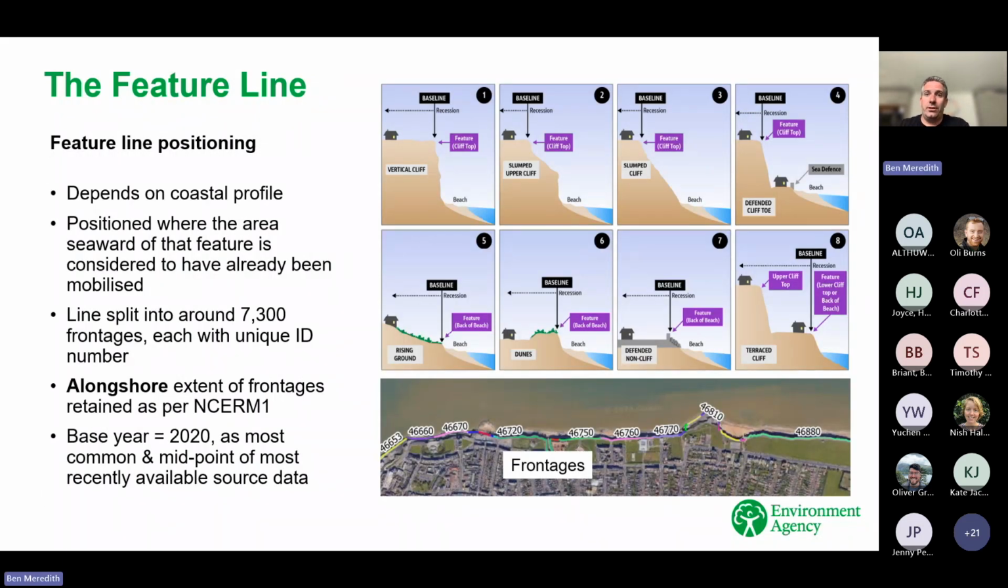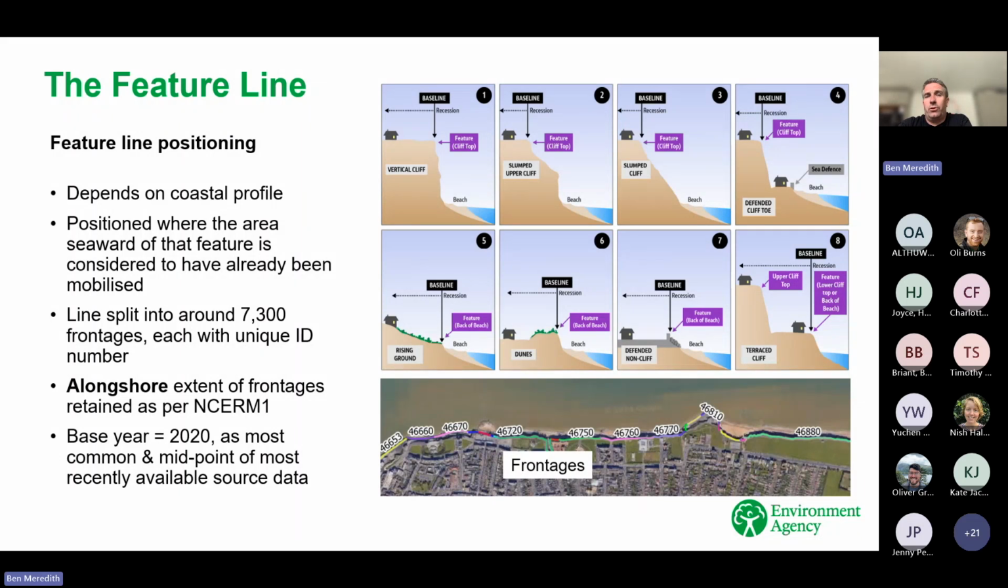Of course, the coastline is not simple and it does not conform to an easy definitive line to pick for a top of cliff. So we devised a rule base for selecting the position of the feature line, which was based on the coastal profile and the assumption that land in front of that selected feature line would have been previously activated by erosion processes. This feature line moves all the way around the country.